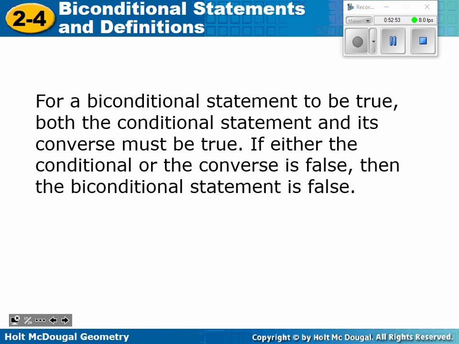All right, so this is super important. I already said this, but I want to point it out here. For a biconditional statement to be true, both. Is this not written on yours? Yeah. Okay. Do you see it? Did you find it? It's right there.